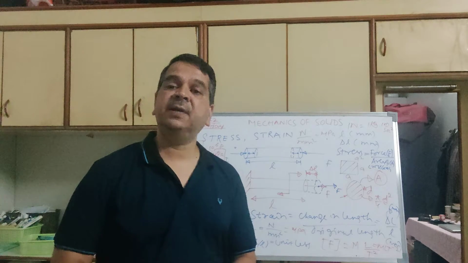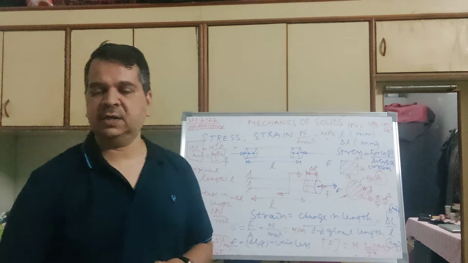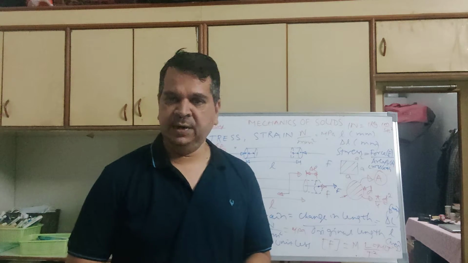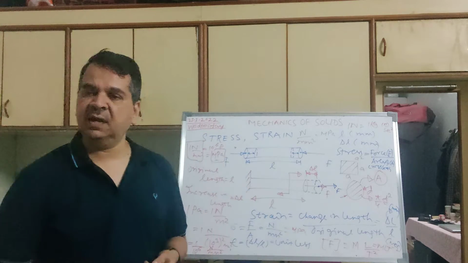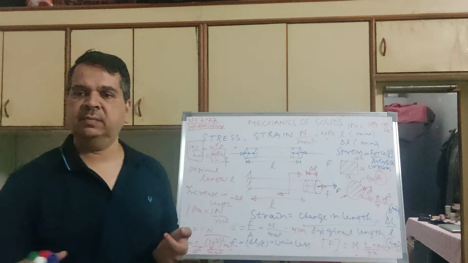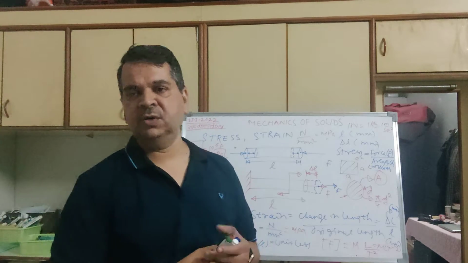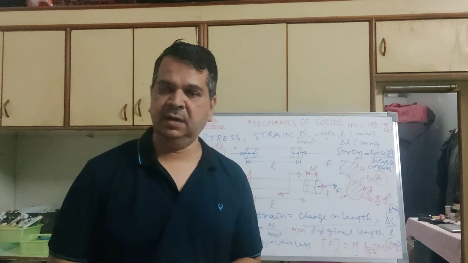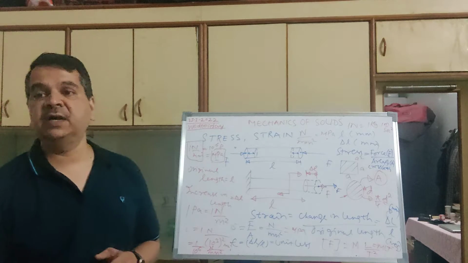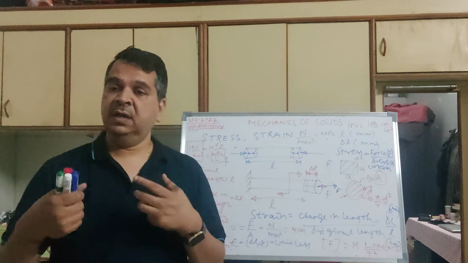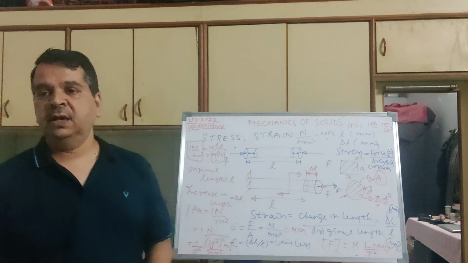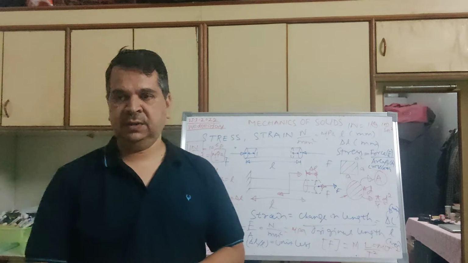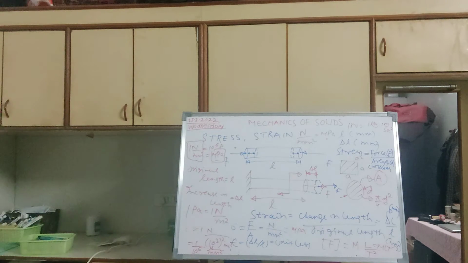Okay. There are different types of material. Something is called ductile material. Something is called brittle material. So ductile material will allow a certain amount of strain you can create in it. But in brittle material, if you apply force, it will break. It will not elongate much. Okay. So now we'll get into the concept of Young's modulus.